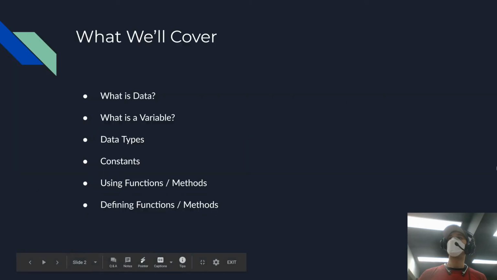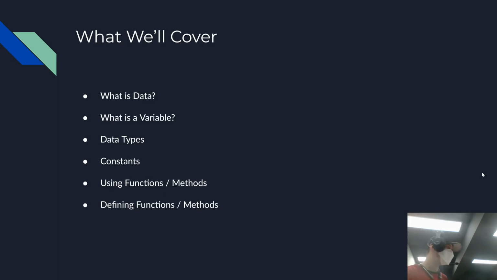Today we're going to cover what is data when it comes to Java, what is a variable, what are different types of data that you can use, along with what a constant is. And we'll be going over functions, how to use functions and methods. Hint, you've been doing it already. And defining your own functions and methods, which is super useful. Okay.